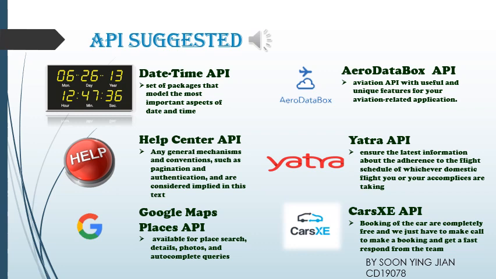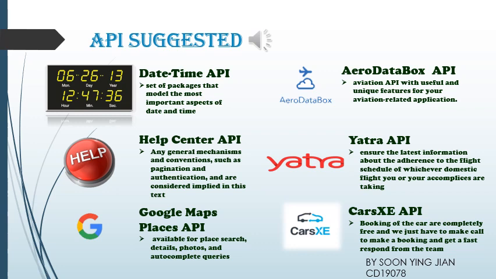Third is Google Map Place API. It's available for place search, detail, photo, and autocomplete queries. Then is Aero Data Box API. It's an aviation API with useful and unique features for aviation-related applications.